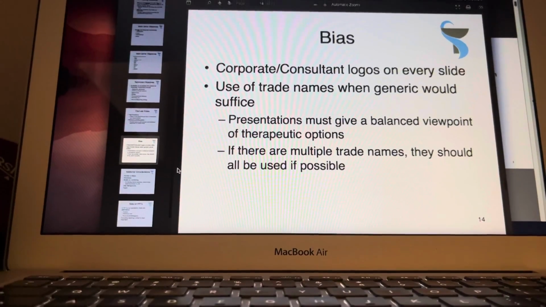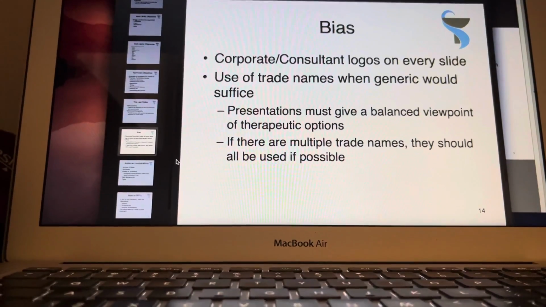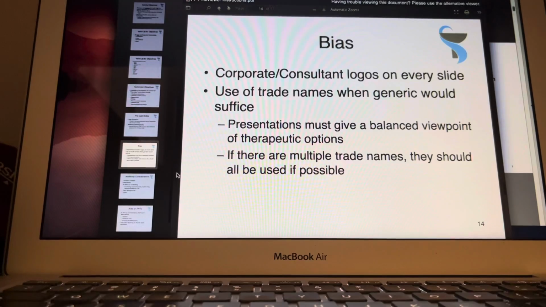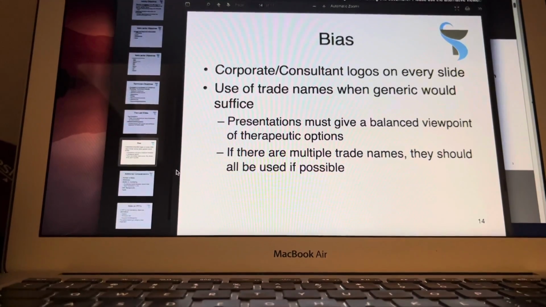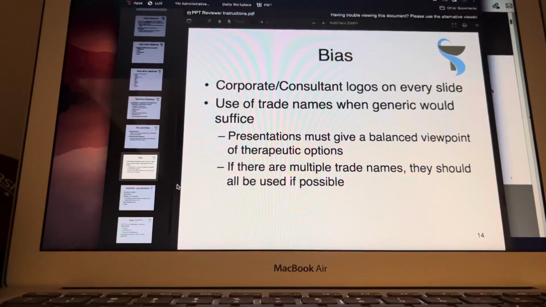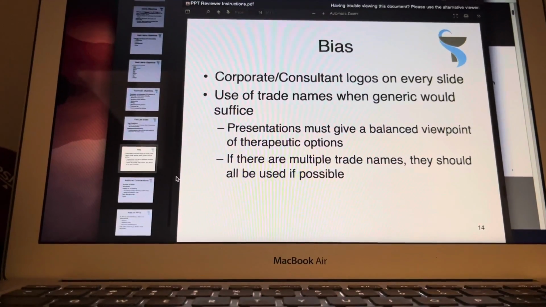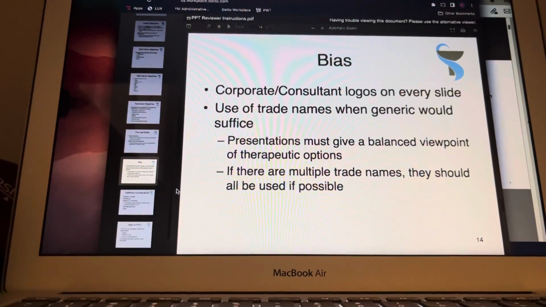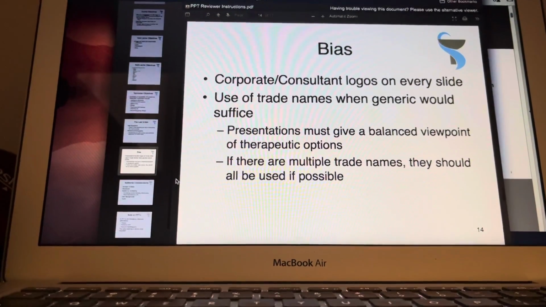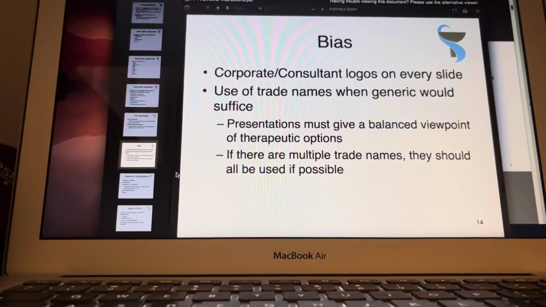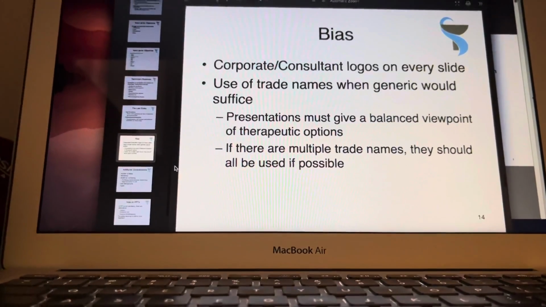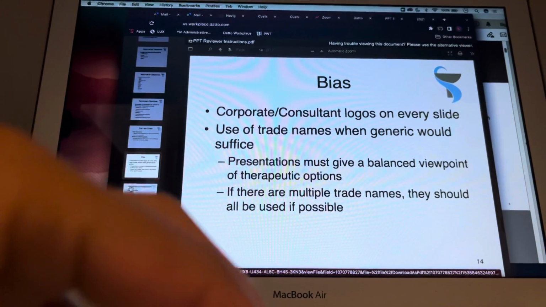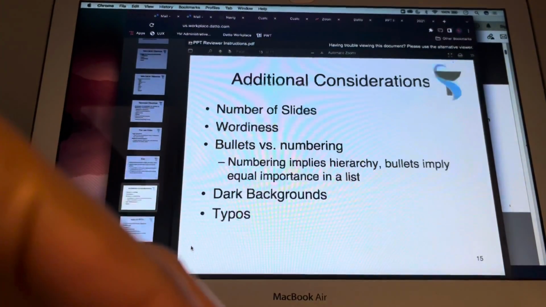The second point, the use of trade names when a generic name would suffice. So this is brand versus generic. Presentations must give a balanced viewpoint of therapeutic options. And also, if there are multiple brand names, they should all be used if possible. And we know in pharmacy school, the amount of names that belong to one generic drug can be as long as a list of Santa Claus's naughty and nice list. So be able to recognize the brand names and make sure that they match the generic name as much as possible.